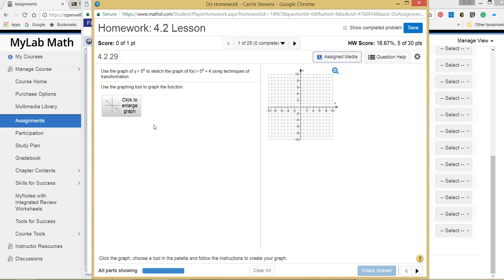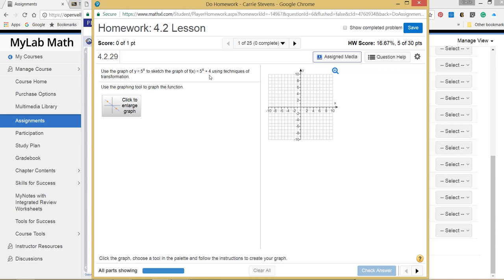So this example says, use the graph of y = 5^x to sketch the graph of y = 5^x + 4. Okay, so you can see we're adding something onto the outside. So whatever this y value would have been normally, we're going to raise it up by 4 units, which means the whole thing shifts up.